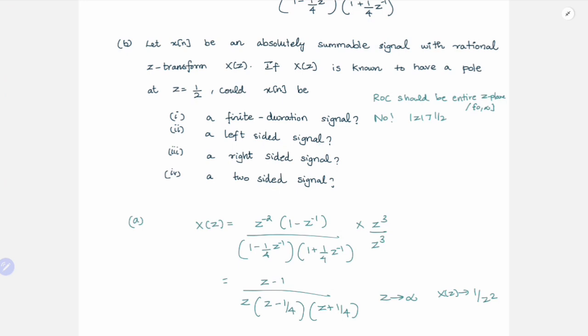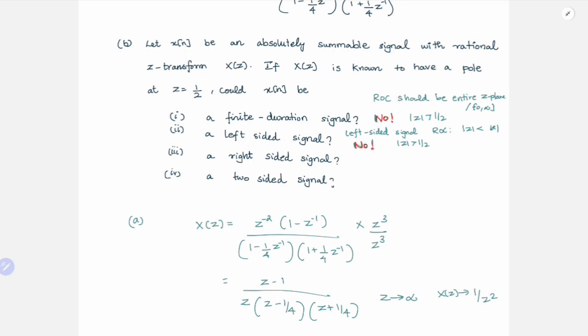Is it a left-sided signal? So for left-sided signal, what is the condition? So your ROC should be something like mod z less than something, right? Mod alpha. But here your mod z is greater than half. So this answer also is no. So I'll write in red.